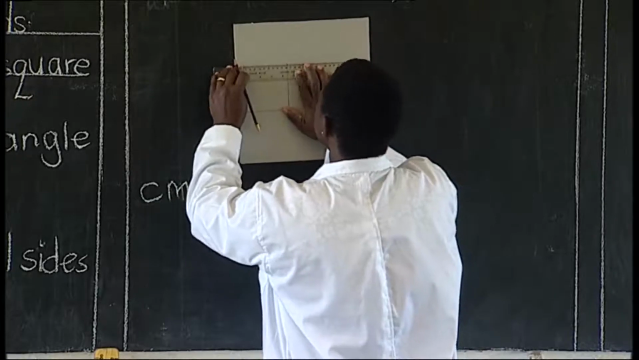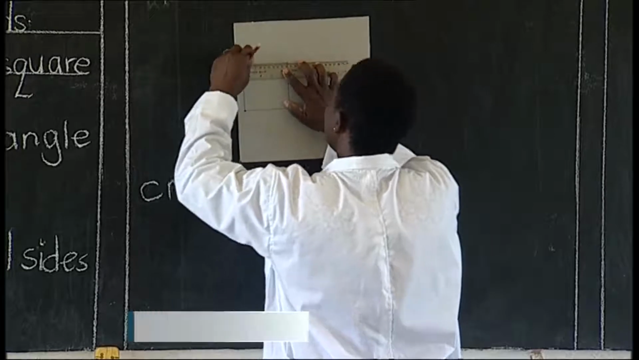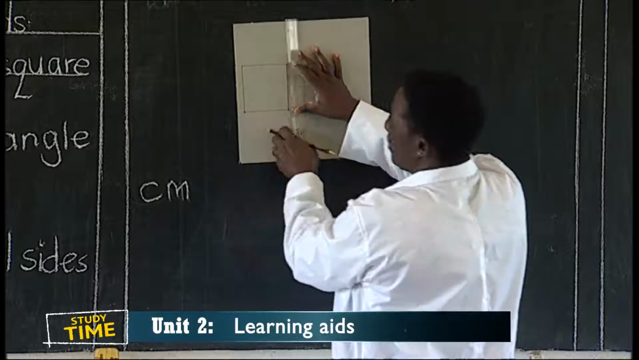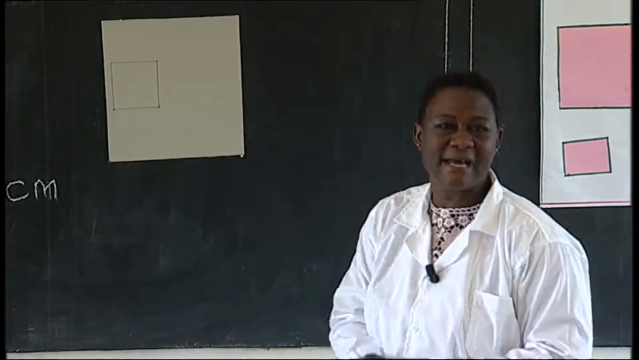Join your dots by putting lines. That's good. We have joined, we have made a square. Now we are going to get a pair of scissors.